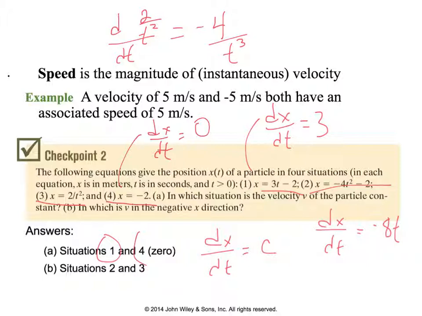So 1 and 4 both give us a constant velocity. Even though 4 is 0, that's still constant. It's not changing. Whereas situations 2 and 3 are in the negative direction because we have a negative 8t and a negative 4 over t cubed. Now, how do we know those are always negative? Well, t is always positive. So if we put in a positive number for t in both of those situations, the velocity is going to be negative.